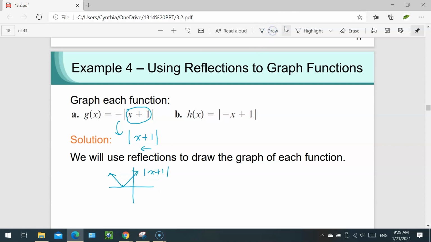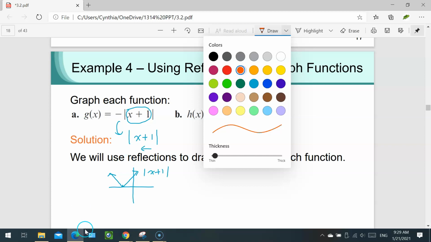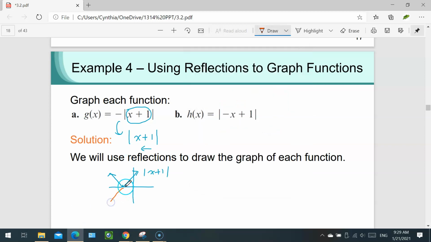So your negative absolute value of x plus 1 is just upside down. So this would be just negative absolute value of x plus 1. So recognize the basic function you have here, and then for the negative sign, you just reflect upside down from the plain function.